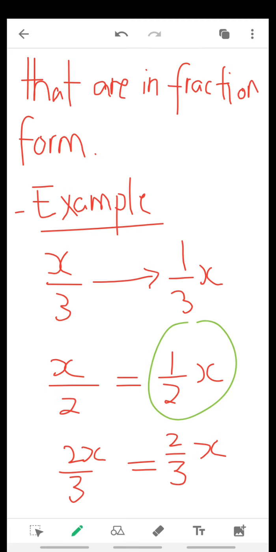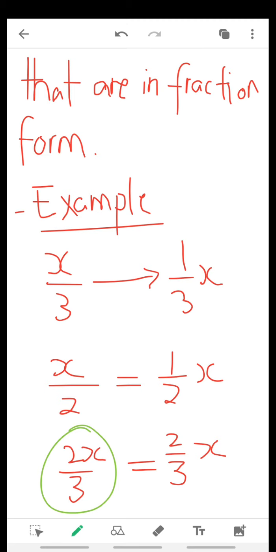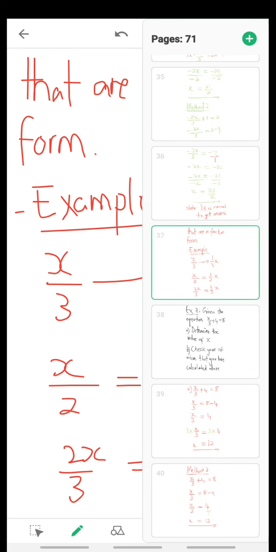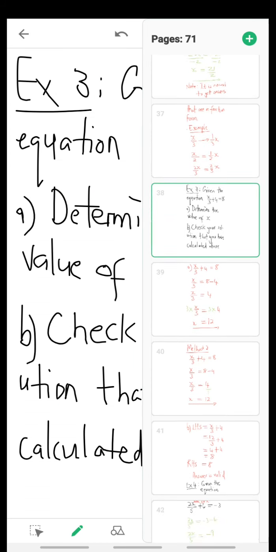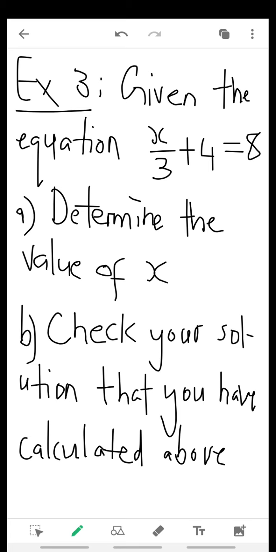Okay? And then also 2x over 3 is the same as 2 over 3 times x. Those are like the same stuff. Okay? Now let's go to example 3. Given the equation x over 3 plus 4 equals 8, determine the value of x.